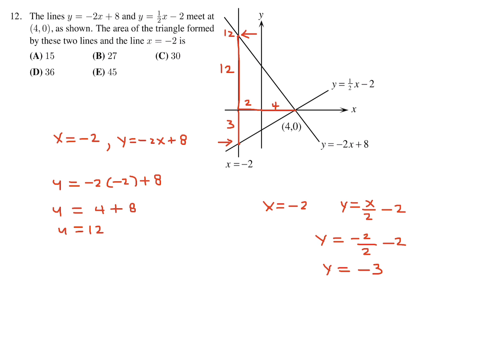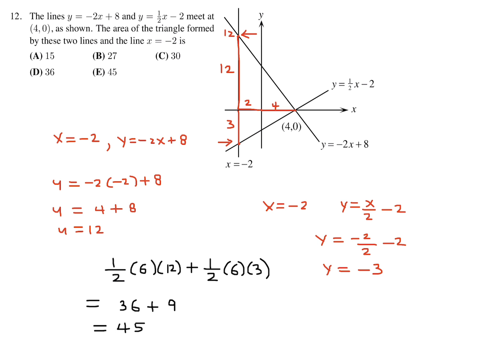It's 2 triangles. The first one is 1/2 base times height, so 6 times 12. And the second triangle is 1/2 base times height, which is 6 times 3. So this looks like 3 times 12, which is 36, plus 3 times 3, which is 9, and that adds up to 45. So number 12, the answer is E.